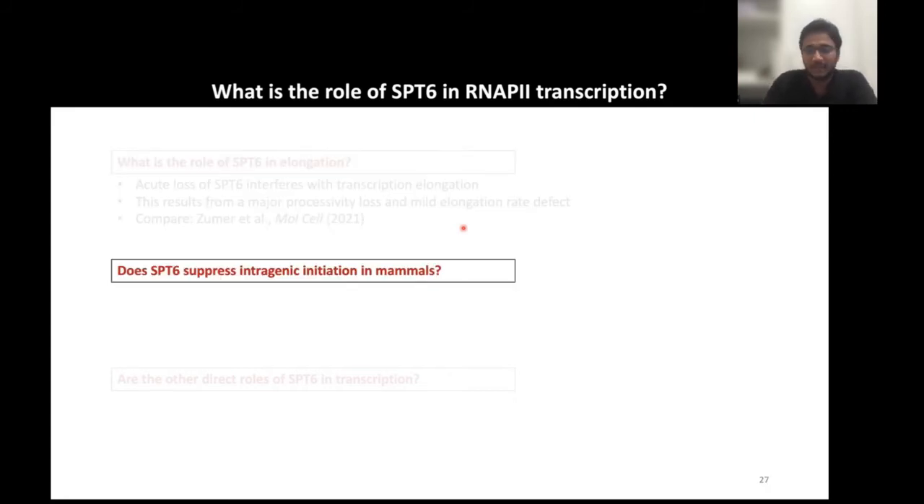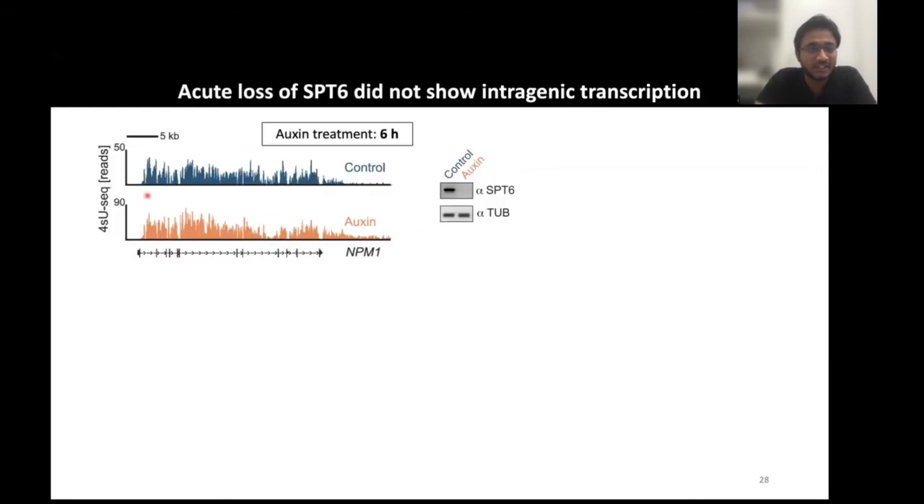Moving further, if you look back at our 4sU data, we couldn't really observe any such intragenic initiation phenotype or any sort of accumulation of the reads. We wondered why that could be the case, because the protein levels are completely gone. We thought that it could be the sustained depletion of SPT6 that might be the reason. For that, we thought of silencing SPT6 expression using an siRNA against it for 48 hours. Why we did not use auxin was that after 24 hours of loss of SPT6, cells were starting to die.